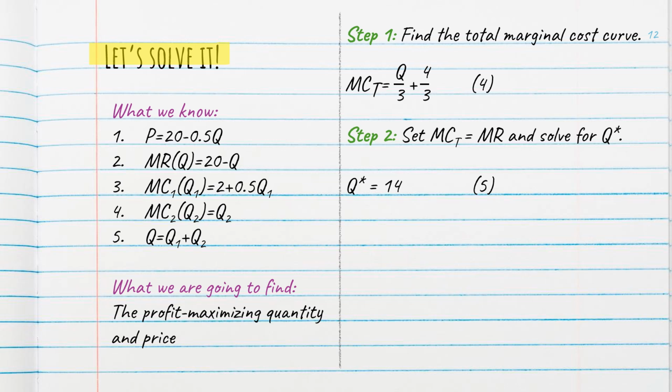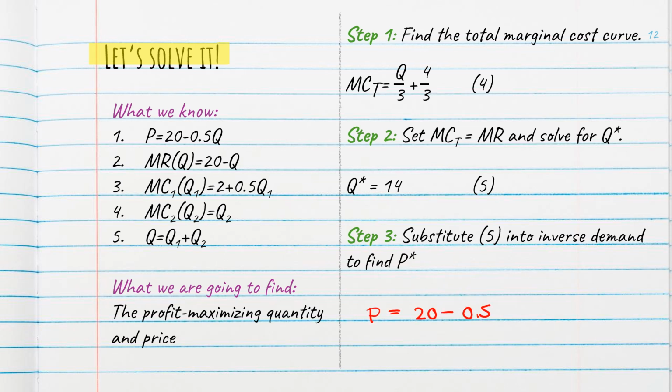The final step to finding the profit maximizing quantity and price is to take this Q equals 14 and substitute it into the inverse demand curve. So we have P is equal to 20 minus 0.5 times 14. A half of 14 is 7. 20 minus 7 is equal to $13. So we've done it. We solved for the profit maximizing total quantity, which is 14, as well as the price. But we still don't know how we should divide this total quantity between plants 1 and plants 2.